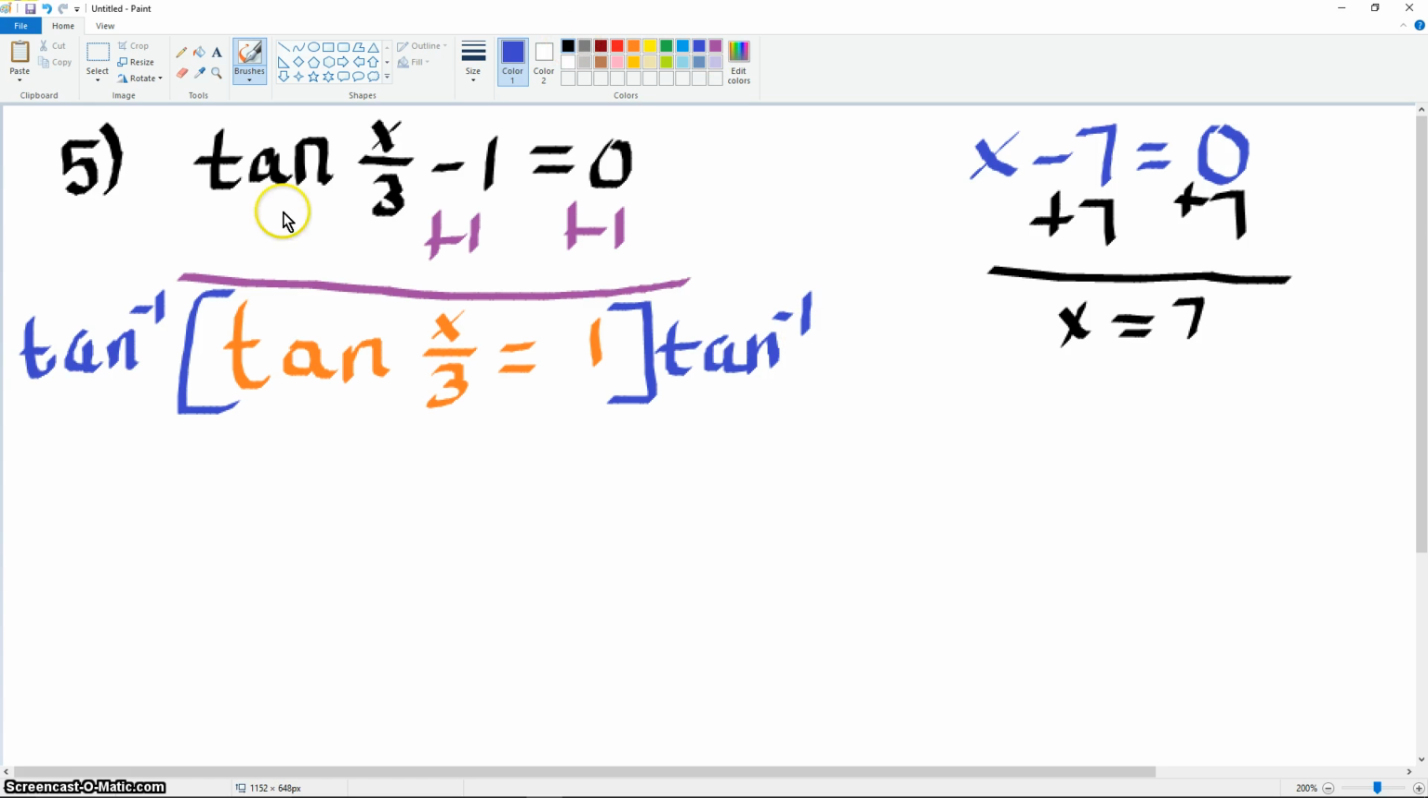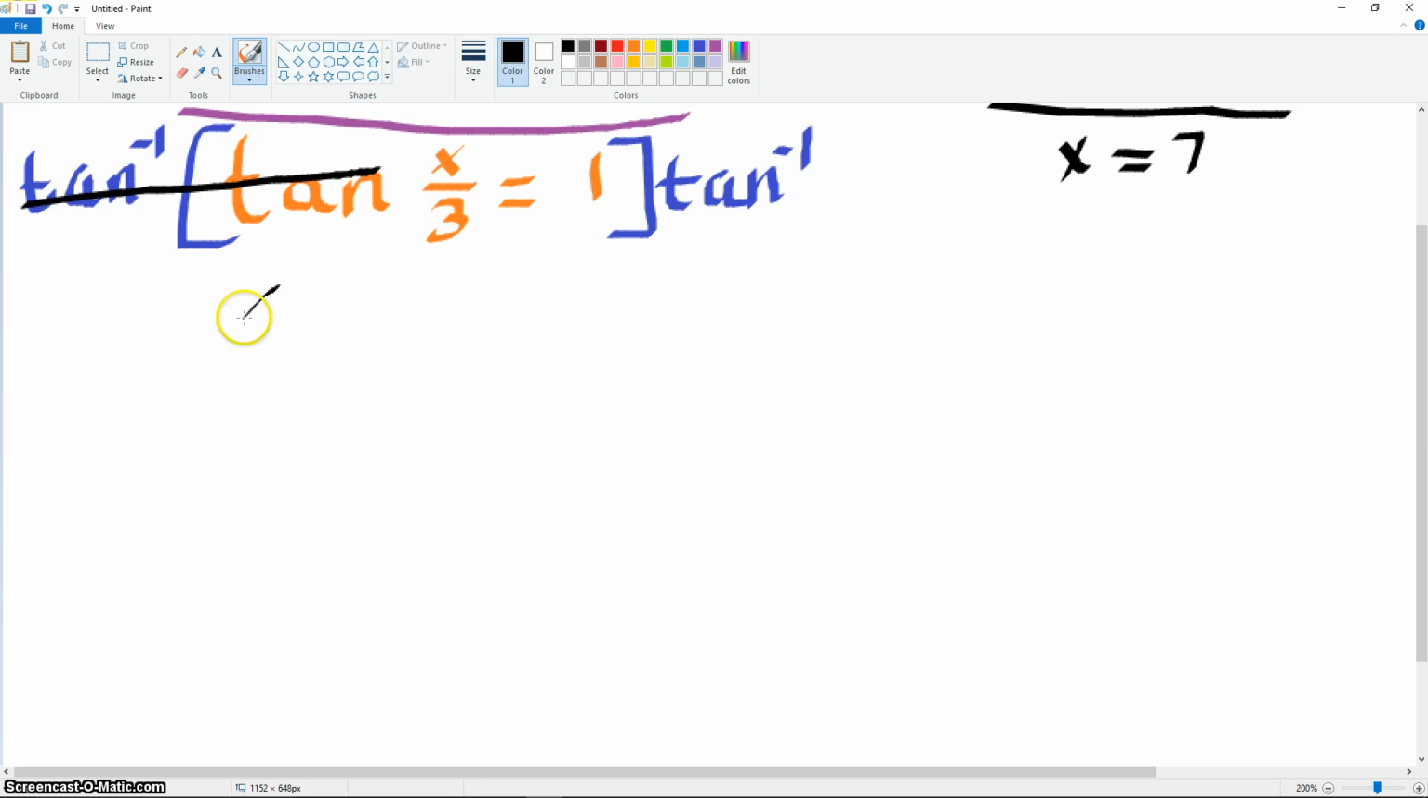Alright, so what happens here is that your tangents cancel, leaving you with x over 3 is equal to inverse tangent of 1. Okay, so this is the tricky part. Now you have to say where on your unit circle is your tangent 1.